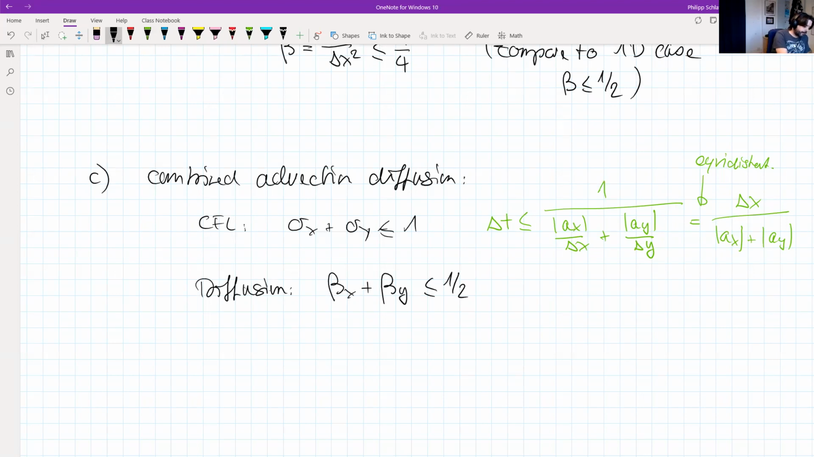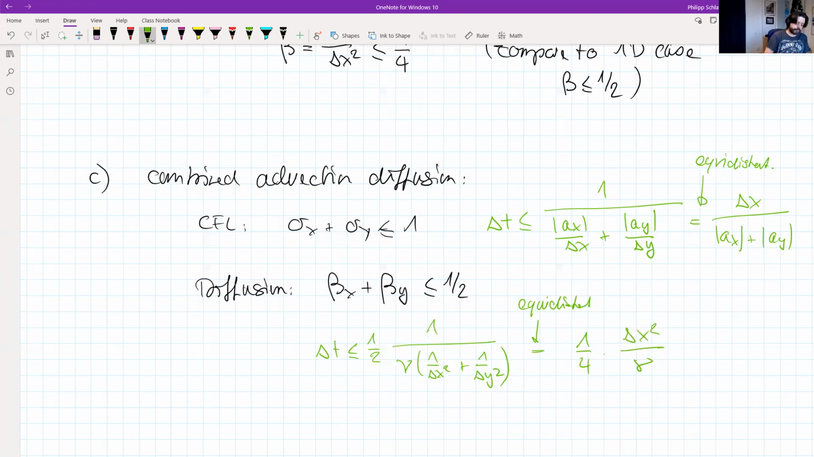Well, for the time step for the diffusion, I can also write what delta t will become. This is then lower equal 1/2 times 1 divided by nu times 1 over delta x squared plus 1 over delta y squared. And if again I'm doing that equidistantly, I'll get something like 1/4 of delta x squared divided by nu. So these are the two conditions for the separate problem.